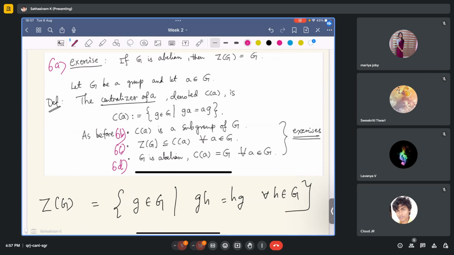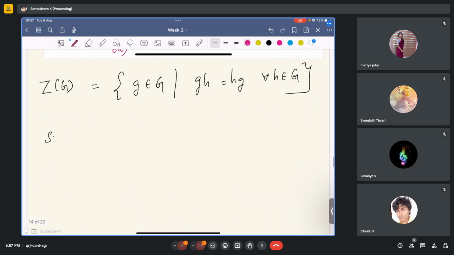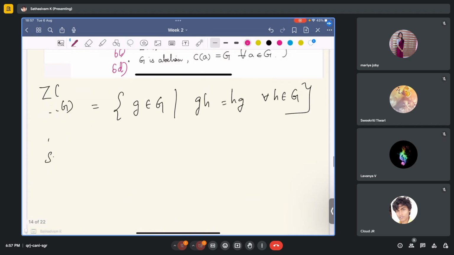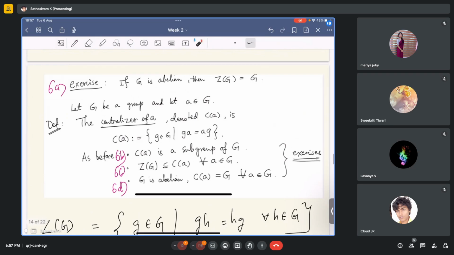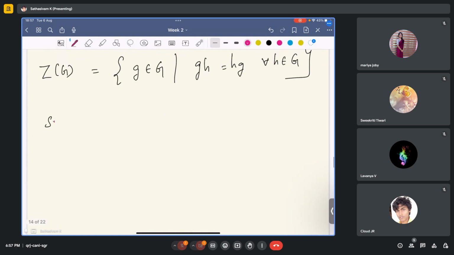Probably we'll spend some time on this, because the centralizer and these are important concepts. Maybe I'll tell why it is important later. So what I want to say is, if my group is abelian, then the center is equal to G. So we will be doing 6A now.